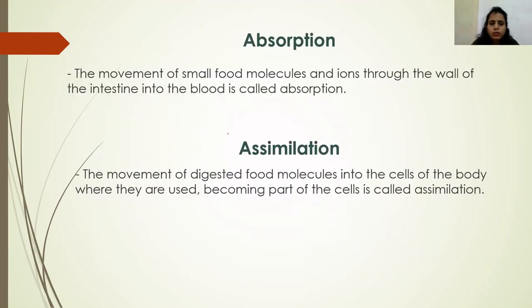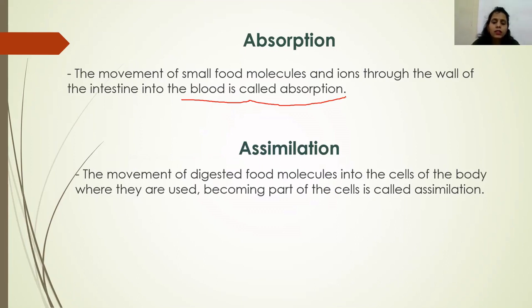Then we have absorption. I have already told you the movement of small molecules and ions through the wall of the intestine into the blood is called absorption. Once the food gets completely digested in the small intestine, the soluble food molecules are absorbed into the blood through the wall of the small intestine, and this process is called absorption.